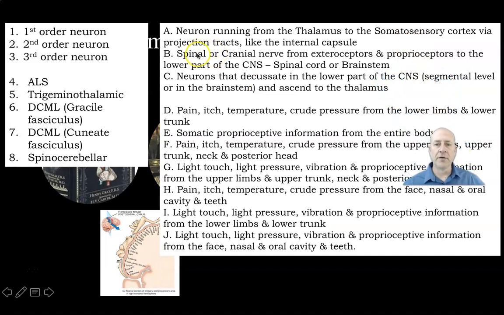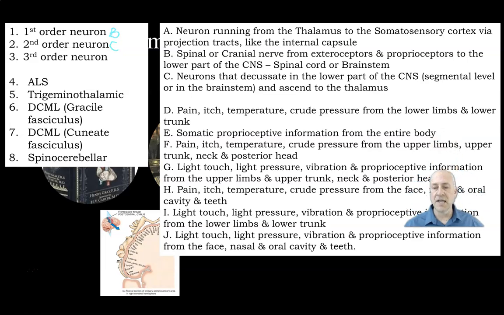Here we go. The first order neuron is going to be a spinal or a cranial nerve. Spinal for DCML and ALS, cranial nerve for the trigeminal thalamic, no big deal. From an exteroceptor or a proprioceptor, it's going to head into the lower part of the CNS. It might be ready to decussate in the spinal cord, or it might go up to the brainstem to decussate, either way. The second order neuron is a neuron that decussates somewhere in the lower part of the CNS, either at the segmental spinal level, or in the medulla or the pons, or even in the midbrain, no big deal. Then it's going to ascend to the thalamus.